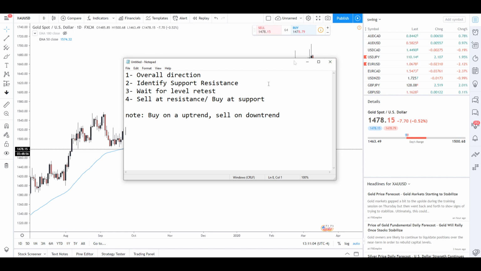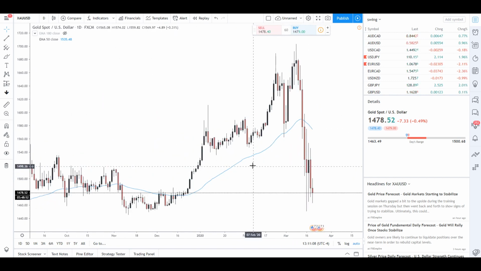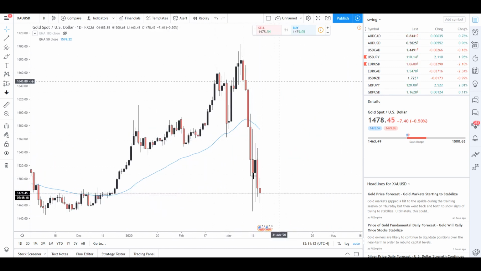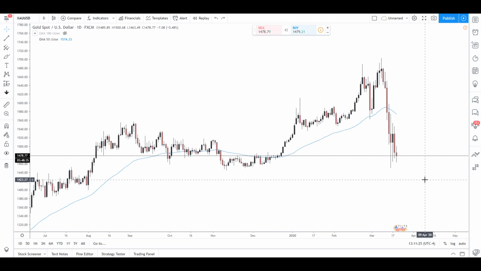You're good. Alright, so now here, as you can see, it was going in an uptrend. But with the crisis happening at the moment, gold just decided to shoot down. As you can see here, there's a big resistance right here, and it looks like there's a support around here too. So let me put that on the side.